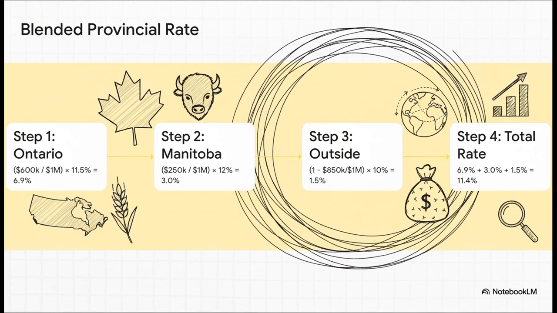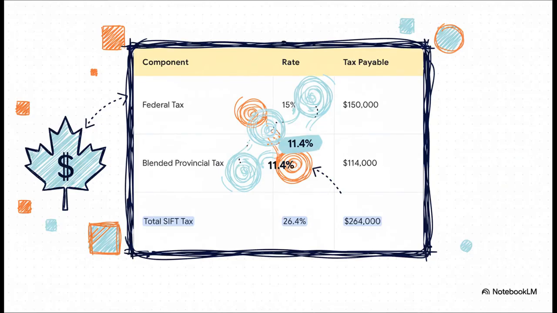Step 3, don't forget the income from outside Canada. That was $150,000, or 15% of the total. We multiply that by our old friend, the default 10% rate, which adds another 1.5%. And the final step, we just add up those three weighted pieces. 6.9 plus 3 plus 1.5 gives us our grand total blended rate of 11.4%. So now we have our custom-built variable C.